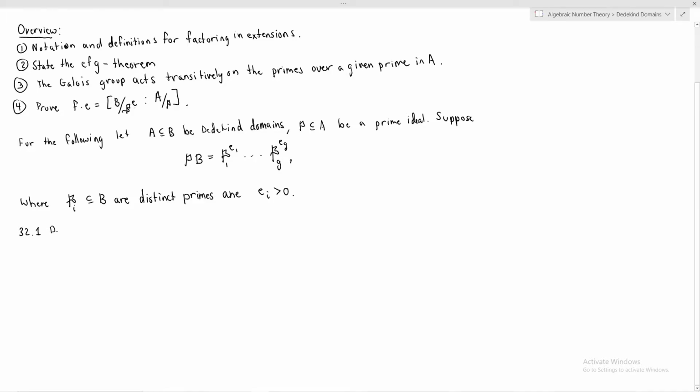32.1 Definition. If any Ei is greater than 1, we say that the prime ideal P is ramified in B. Each of these big Pi is called a prime lying over P, or a prime over P.